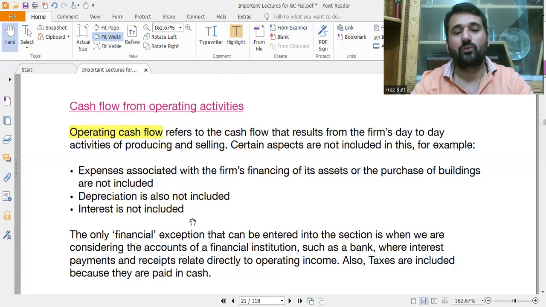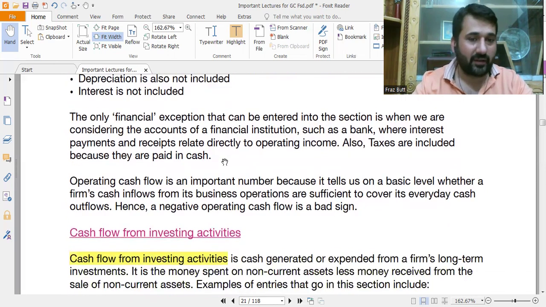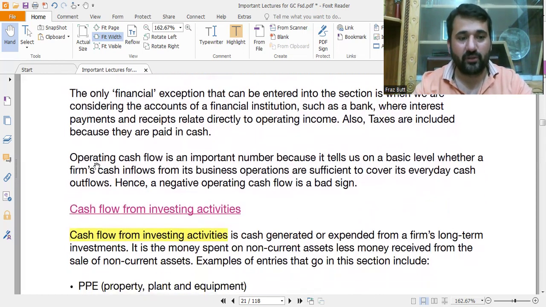Then interest is also not included in the cash flow from the operating activities. The only financial exception that can be entered into this section is when we are considering the account of a financial institution such as a bank, where interest payments and receipts relate directly to operation. When we are dealing with the bank and this is our daily operation, we have to pay the interest, then this will be included, otherwise not. Also taxes are included because they are paid in cash. When taxes are being paid in cash, then those taxes will be included.